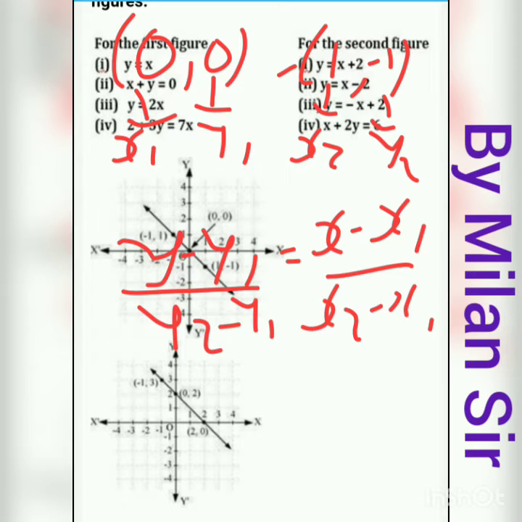Okay, now we need to put the values of x1 y1 x2 y2 in this equation, and here our y and x remain as they are. Okay, we do not need to put the value of x and y, they remain as they are. Okay, because here we are finding the equation, so in the equation x and y are there, right? So we do not need to put the value of x and y, we just need to put the values of y1 y2 x1 x2.